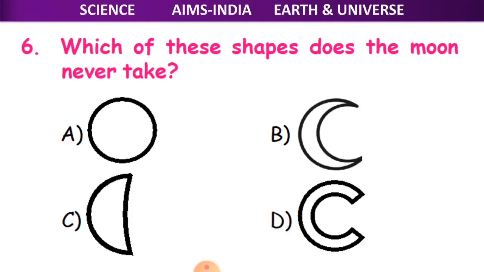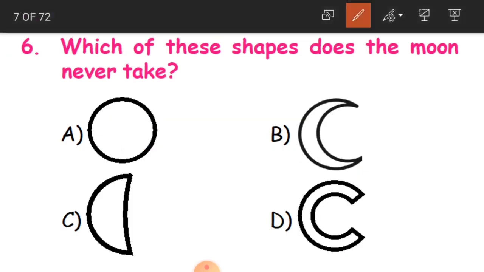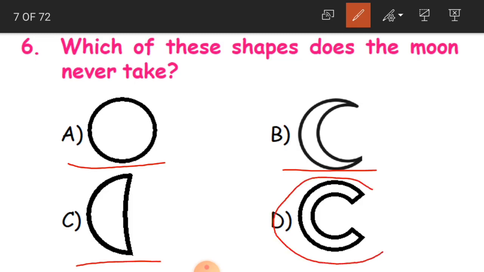Now the sixth question, which of these shapes does the moon never take? See here, you have different shapes of the moon, children. From these 4 shapes, the moon does not take the shape of one particular option. Which option is that? The moon can be a full moon, crescent moon, half moon, and this one. The moon is not going to take the shape written as C here. So D is the correct answer.